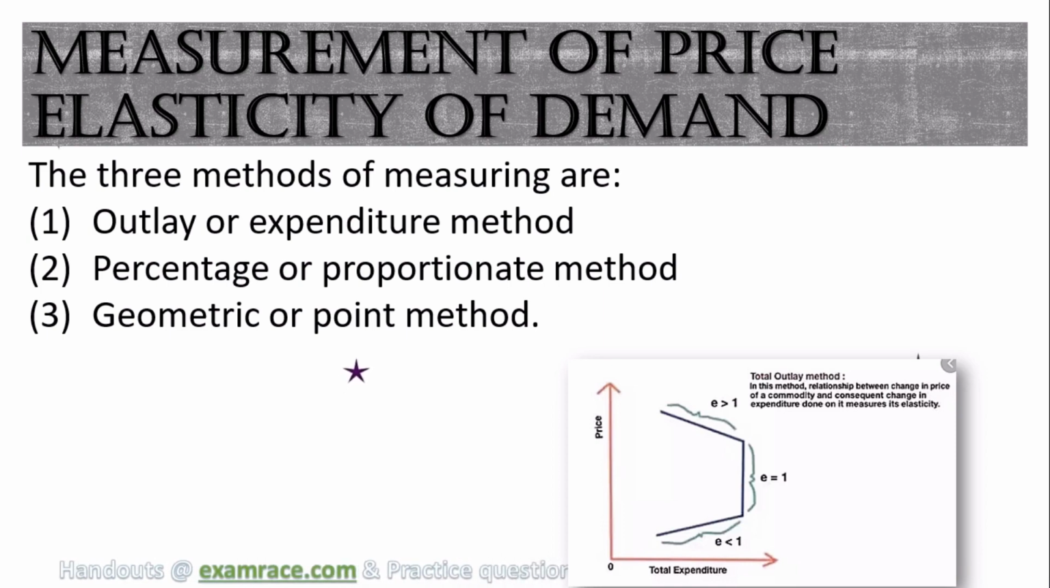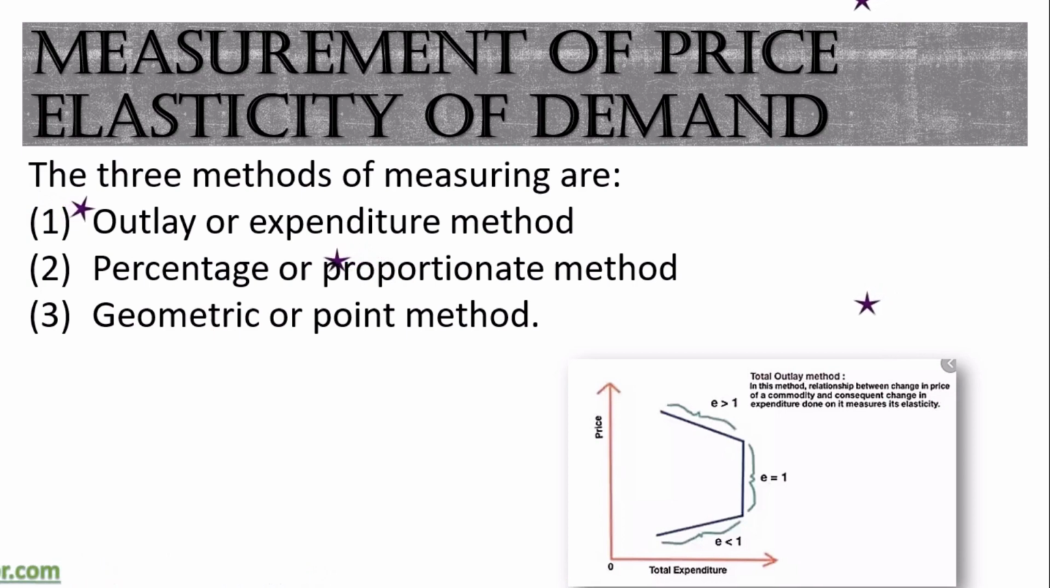And when elasticity of demand is equal to 1, it is known as unitary elastic. A fall in price of the commodity does not result in any change in total expenditure, and when elasticity is smaller than 1, that means demand is inelastic, in which a fall in the price of a commodity results in a fall in the total expenditure on that commodity.